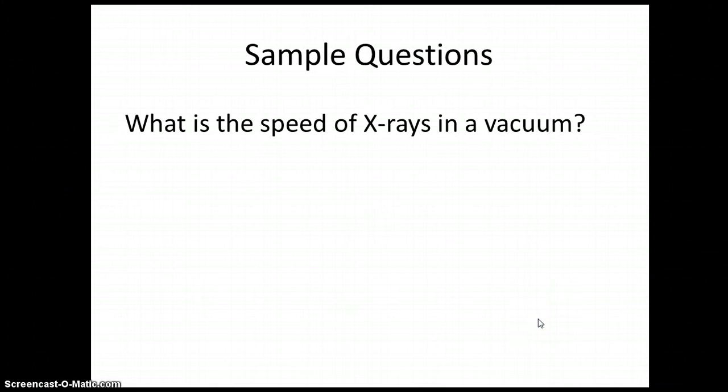Sometimes you need to assume this value when it's not mentioned in the question. You must know that the speed of X-ray, which is part of the EM spectrum, in vacuum is a constant value of 3 times 10 to the power of 8 meters per second.